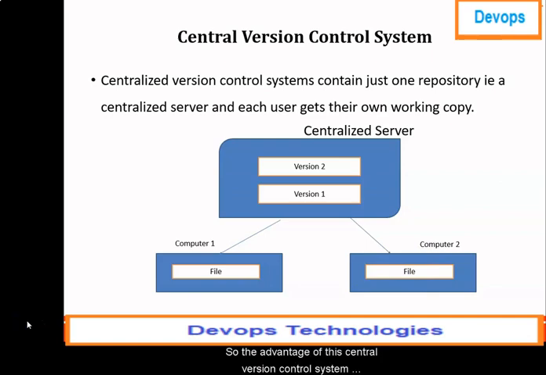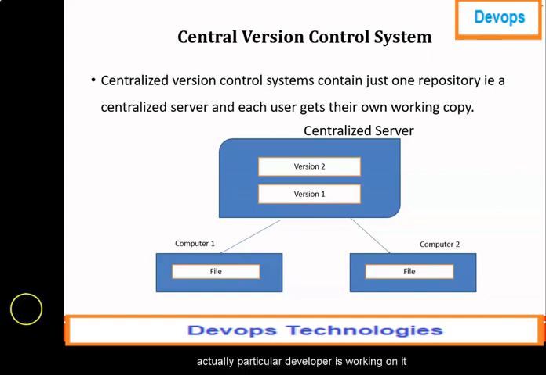The advantage of this central version control system is, first, that everything is placed on the server, and this server has more security and can be integrated with a high security policy. Second, as this is a centralized server, other developers can know which files a particular developer is working on.